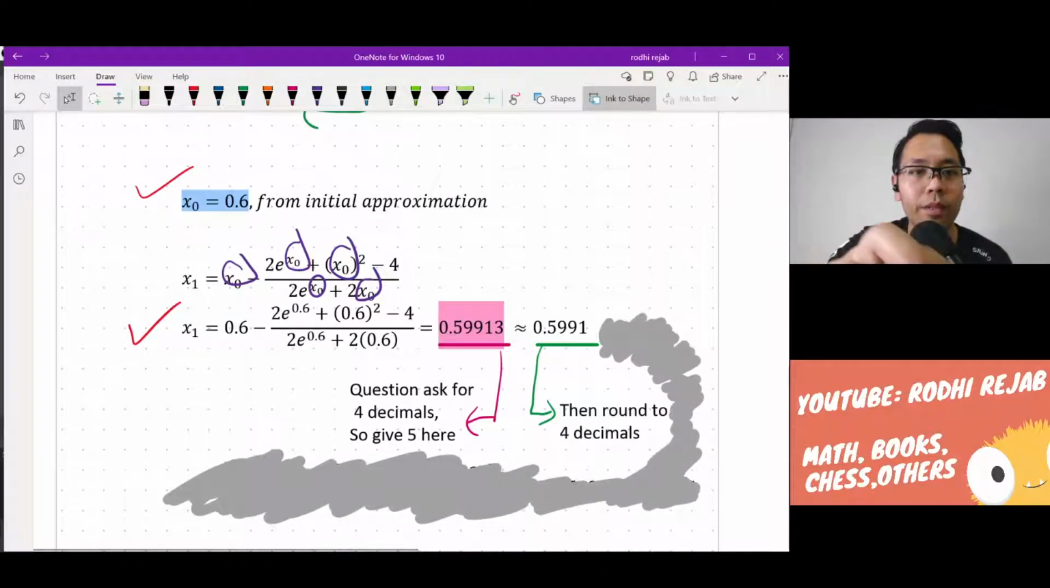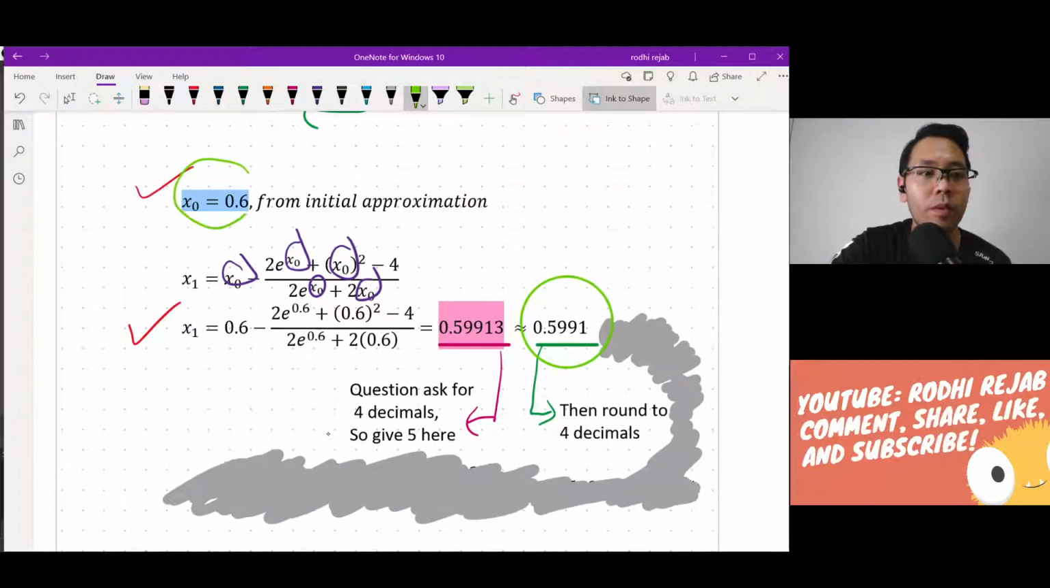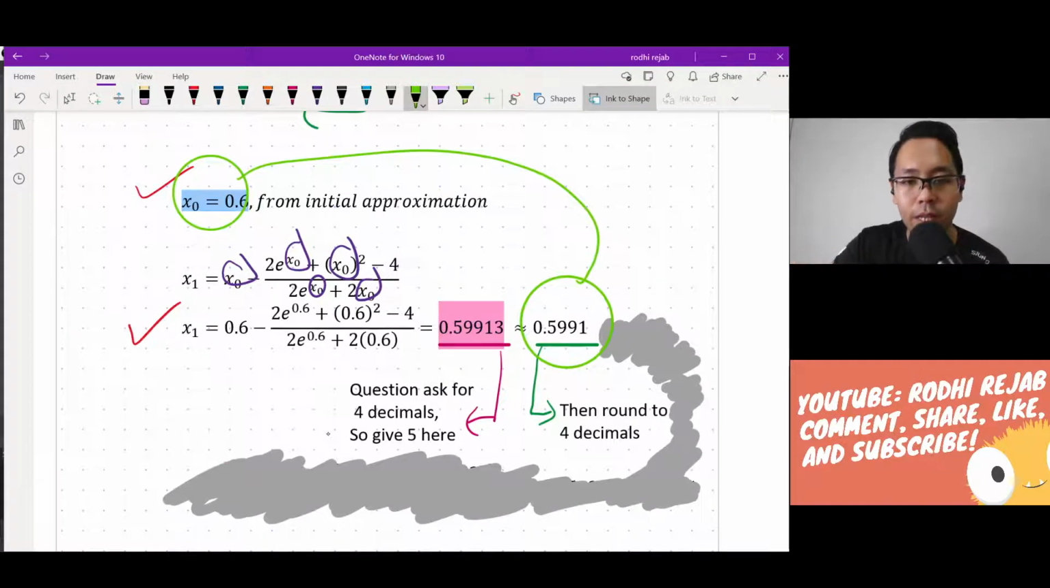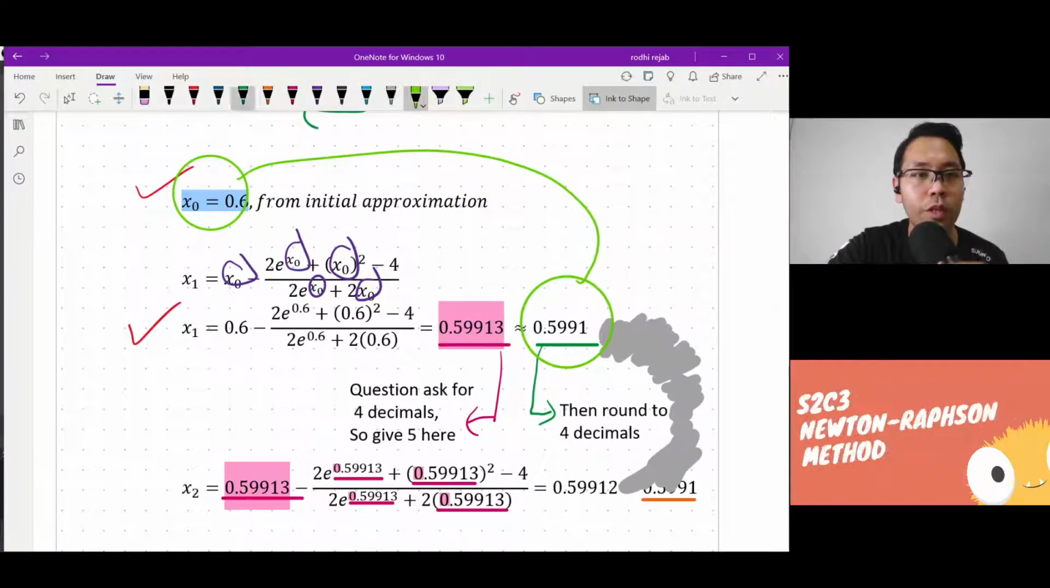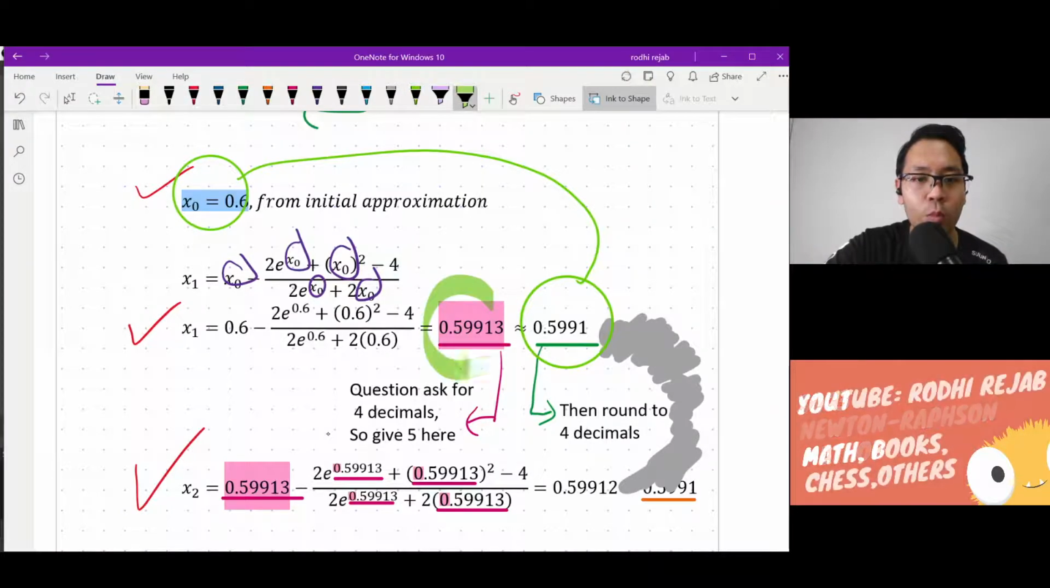And then here you can already start comparing. You can start comparing these two. Do they have the same values? In this case, they are not the same values, so we continue with the calculation for x2. So you continue again. Put in the calculation, and in this one here, as you can see, I'm using 0.591913. I'm using the 5 decimals.